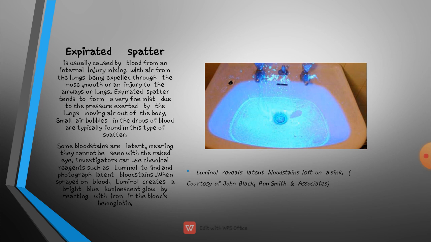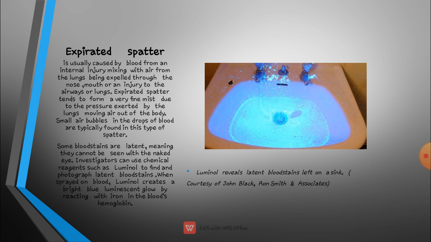Expirated spatter is usually caused by blood from an internal injury mixing with air from the lungs, being expelled through the nose, mouth, or any injury to the airway or lungs. Expirated spatter tends to form a very fine mist due to pressure exerted by the lungs moving air out of the body. Small air bubbles in the drops of blood are typically found in this type of spatter.